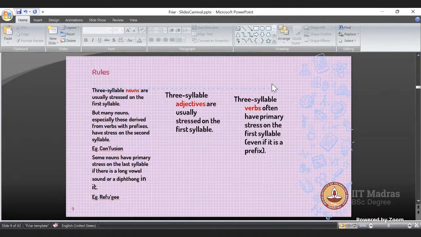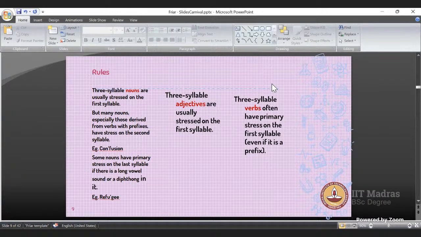Adjectives, no ifs and buts, no matter what, are going to take their stress on the first syllable. Verbs have primary stress on the first syllable in the case of a three-syllable word. So there's a slight change in the case of verbs. In the case of two-syllable words that are verbs, you had the stress on the second one. But the moment it's a three-syllable one, it takes it on the first syllable, even if it has a prefix. So it is going to take it on the first syllable.